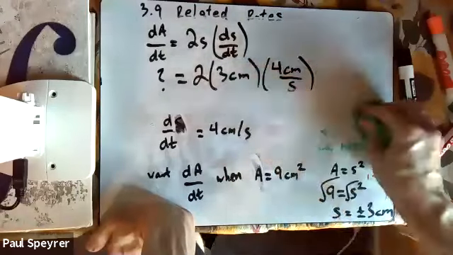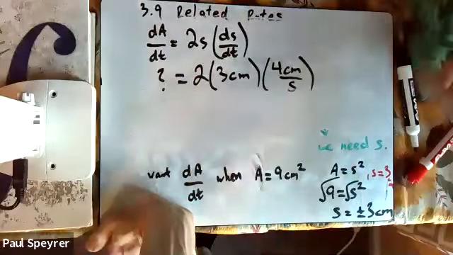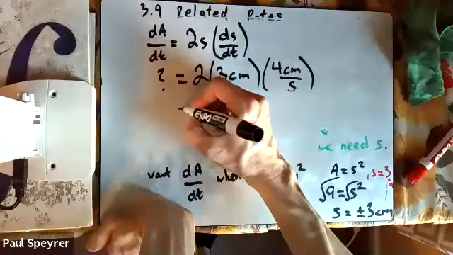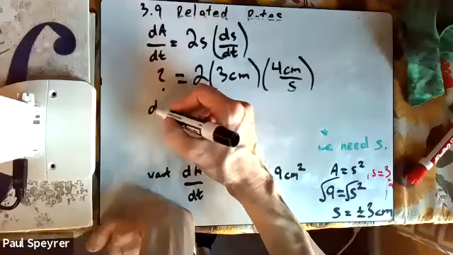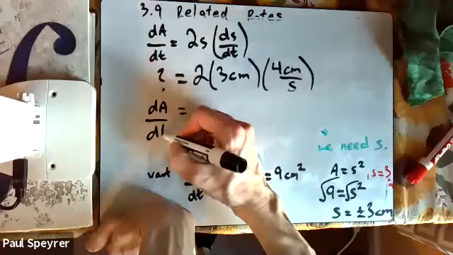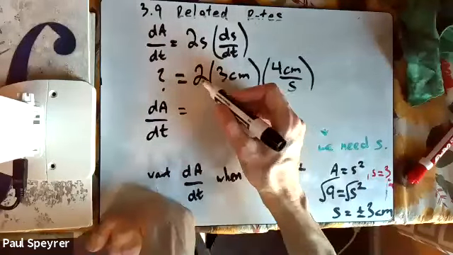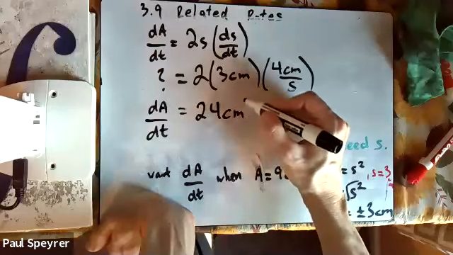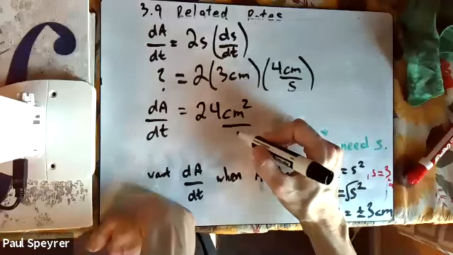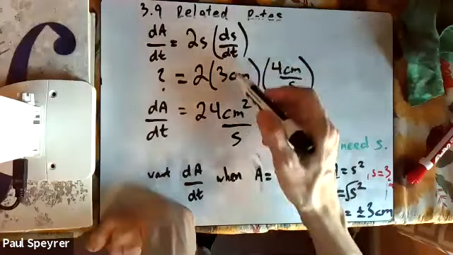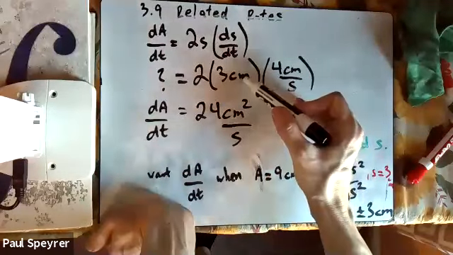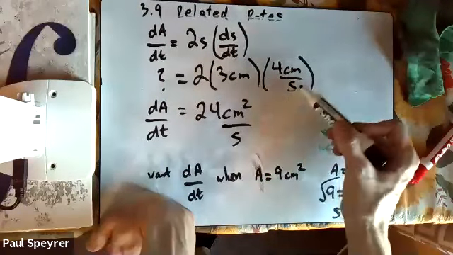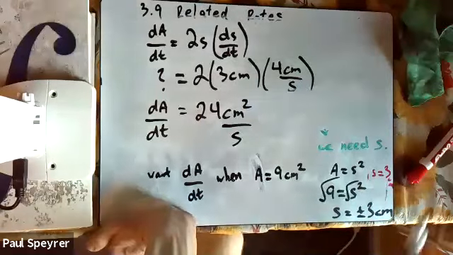And then we multiply all this stuff out. So what are you left with? We have dA/dt, or the area is going to be increasing at a rate of 2 times 3 is 6 times 4, 24 square centimeters per second, right? 2 times 3 times 4 is 24. Centimeter times centimeter is square centimeters, and you just bring the seconds along.